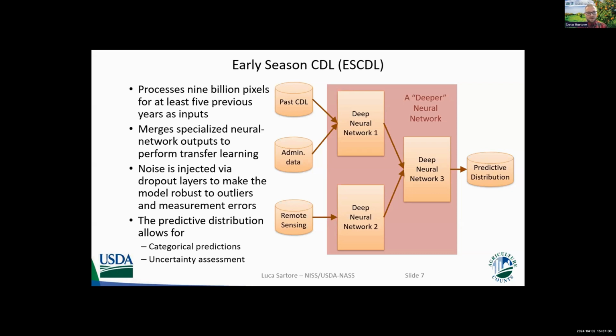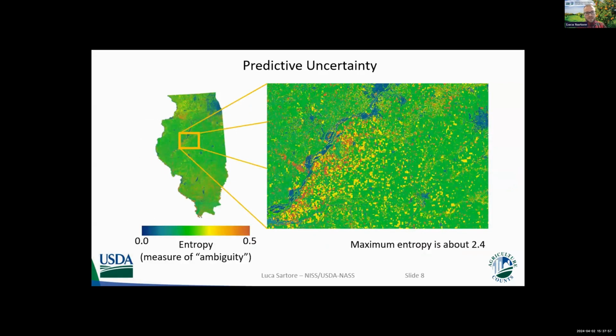Once we perform the training, we do noise injection. This noise injection is obtained through dropout layers usually. And through this approach, we make the model more robust to outliers and also to measurement error. Once we obtain the predictive distribution, through the entropy we can assess the uncertainty of those predictions.